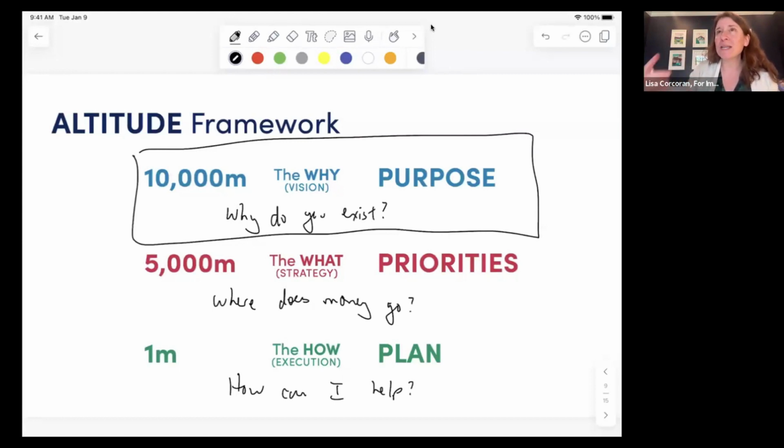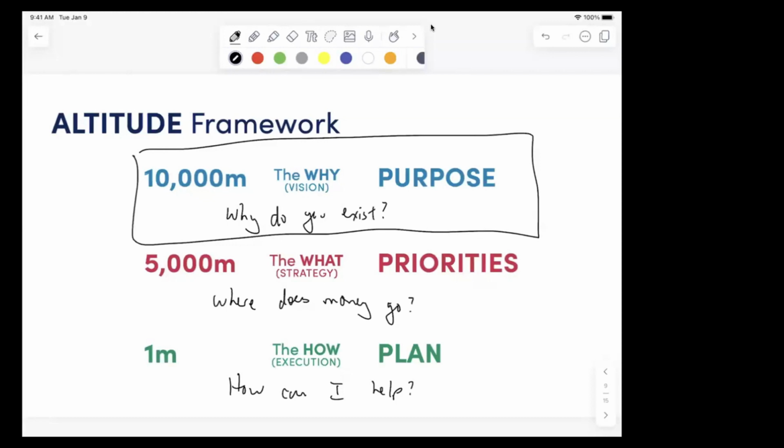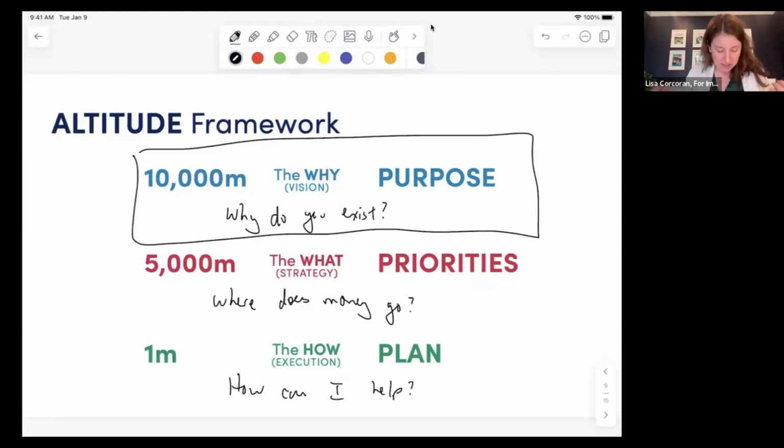It was something like, we exist to ensure that all children diagnosed with cancer have the same access to care and the same chance of survival, no matter where they live. Okay. Then we come on down to 5,000 meters.